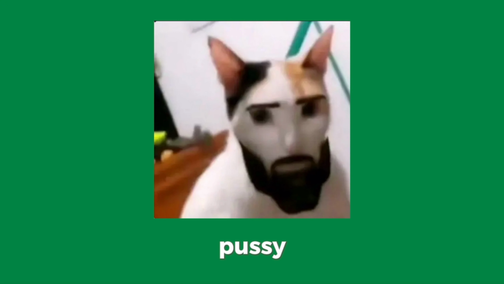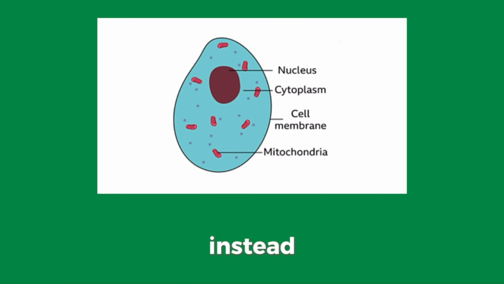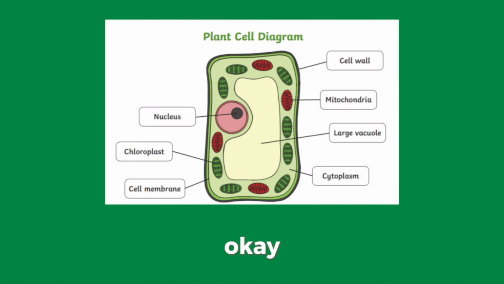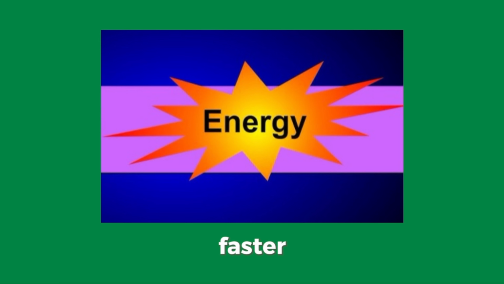And this is due to its adaptation, which leads us into a second difference, which is glycogen is used in animal cells instead of plant cells, okay? So glycogen is way more branched, and the reason why is because it needs to break down quicker. So they're broken down much faster, which means they release energy much faster.